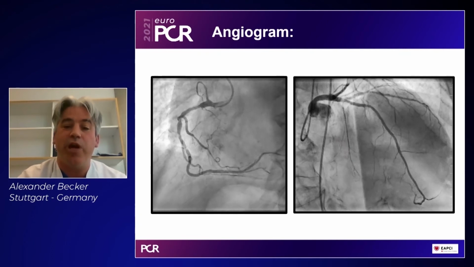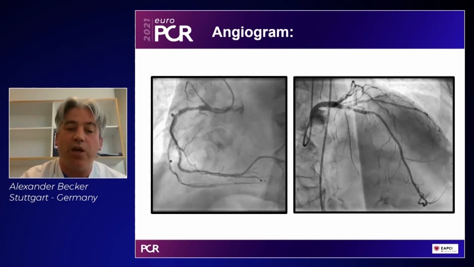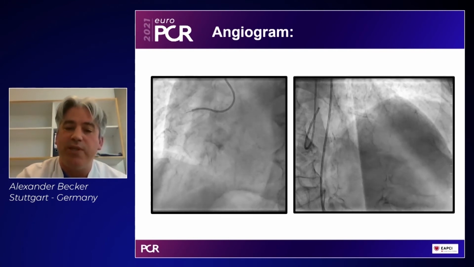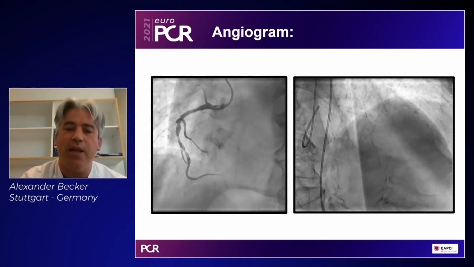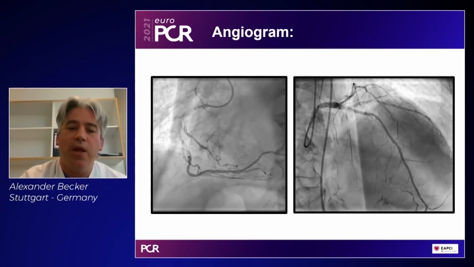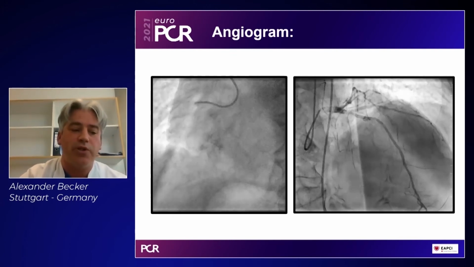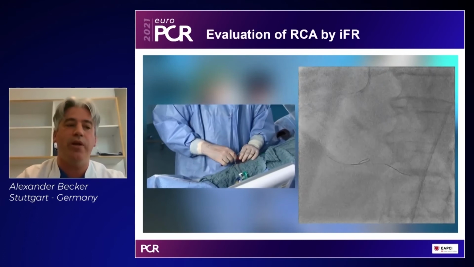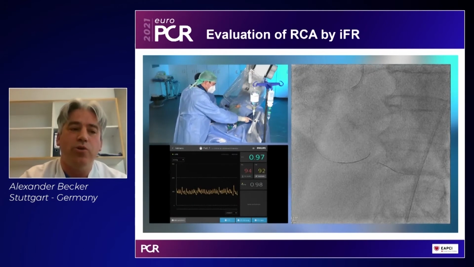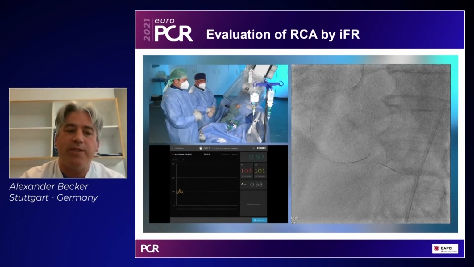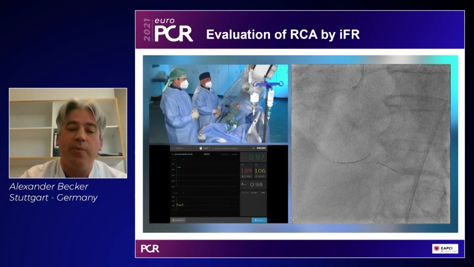So this is the coronary angiogram showing a diffusely diseased right coronary artery as well as a diffusely diseased left coronary artery with an ambiguous situation at the stented LAD diagonal branch. So our strategy was first to evaluate the right coronary artery by iFR. In order to do so, guide engagement and buddy wire placement to mark the vessel was achieved without contrast, using the previous angiogram.